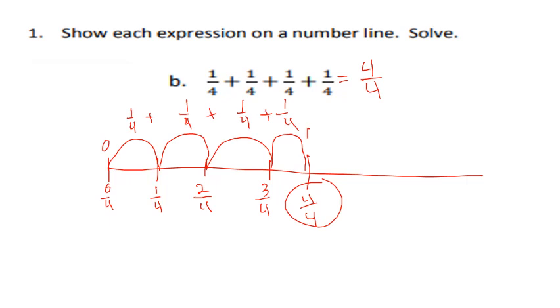Now in the class, we were taking this a little further, and we were showing it as a multiplication. Since I have 1/4 plus 1/4 plus 1/4 plus 1/4, we could also show that as 4 times 1/4, which would equal 4/4. And I could also turn this around to 1 times 4/4, which would equal 4/4.